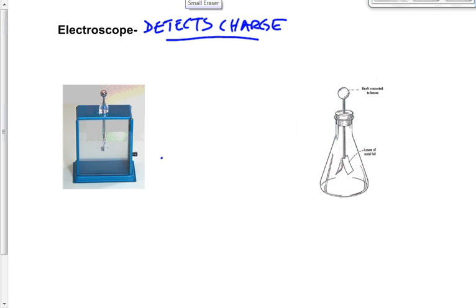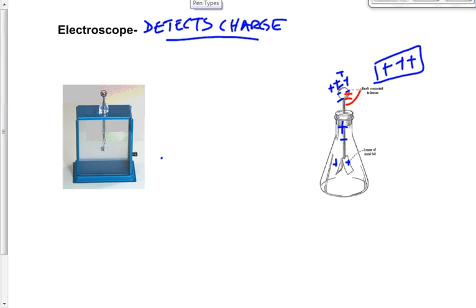how's that going to change things? Once again, we have a neutral ball up here, a neutral rod there, 2 neutral leaves. We bring a positively charged object nearby. Now the protons are going to stay where they are. The electrons are going to be pulled up. So now these guys are going up here.